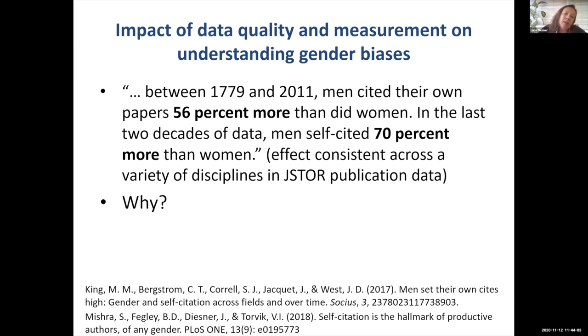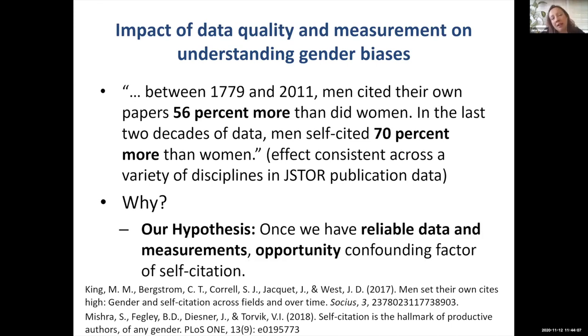So we were sitting there and thought, that's interesting. Why is that? And after talking a little, our hypothesis was that, once we have clean and reliable data and measurements, the opportunity to self-cite, meaning actually having prior papers, might be a confounding factor that should also be considered.